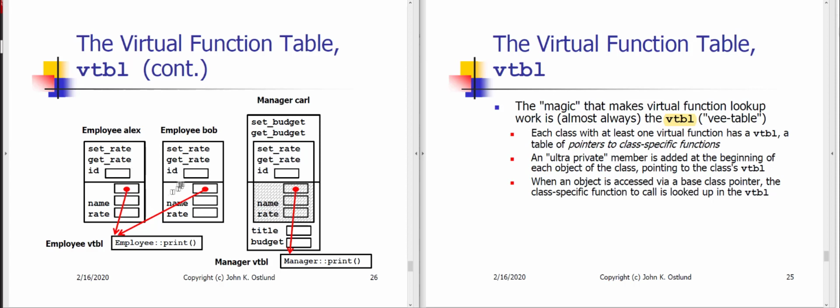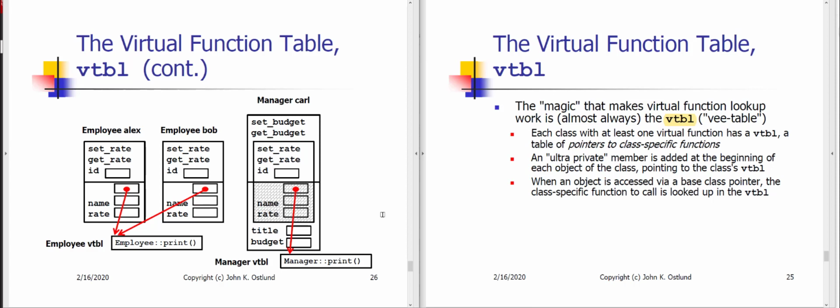For the employee class, there's only one virtual function, which is the employee print function. And the same is true for the manager class. In the manager class, we're simply inheriting the fact that print is virtual. We have provided an override of print within the manager class. So the Vtable internally within the manager object points to its own table, which starts with the manager print function.